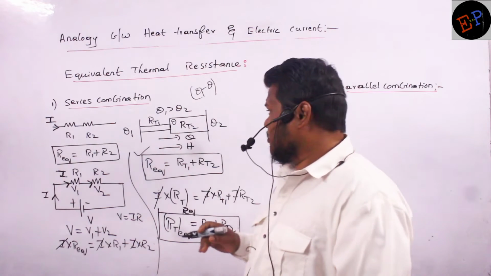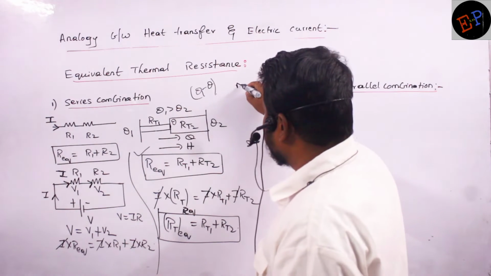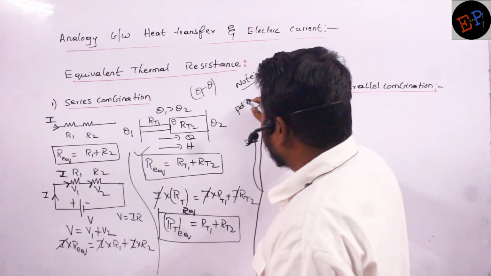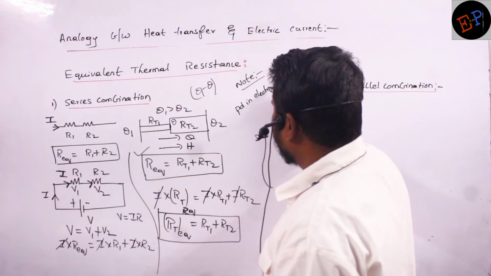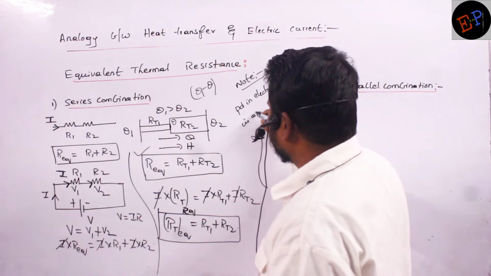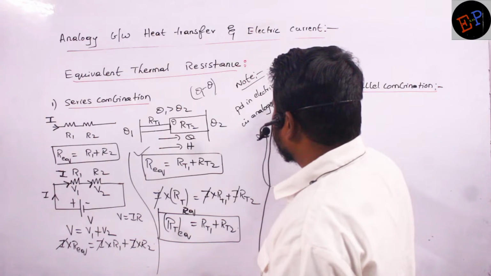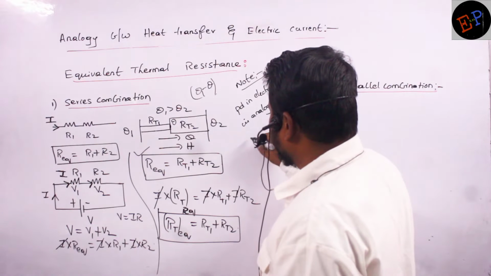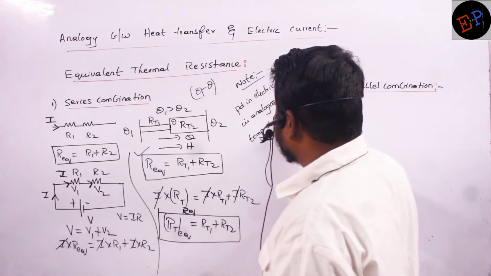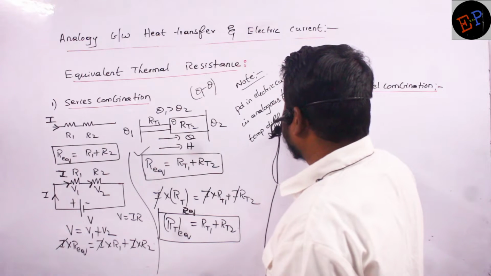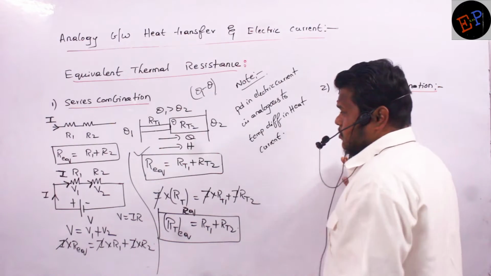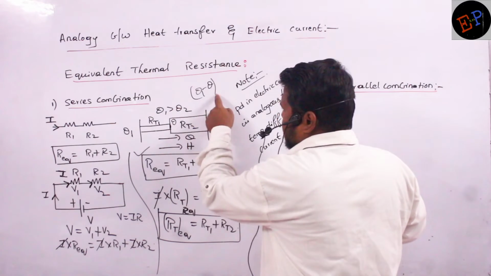Are you able to understand? You better make a note of this point. So what is the note point I have to write? The note point is that potential difference in electric current is analogous to temperature difference in heat current. Understood? Okay. So theta 1 minus theta.